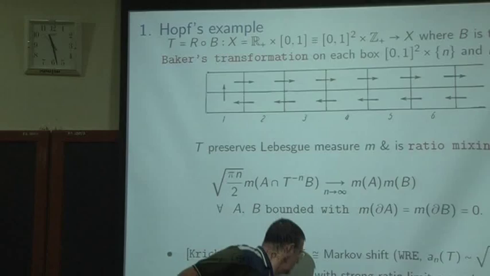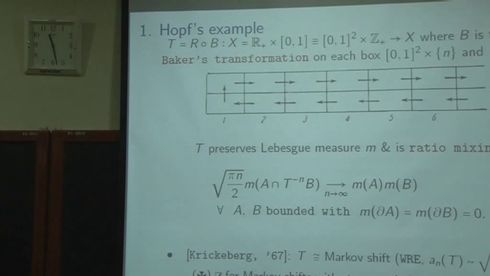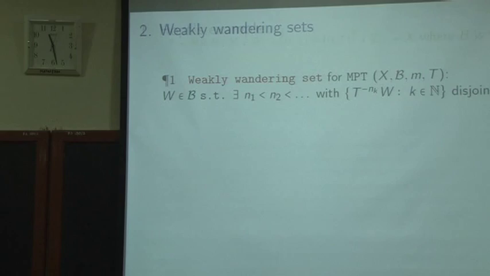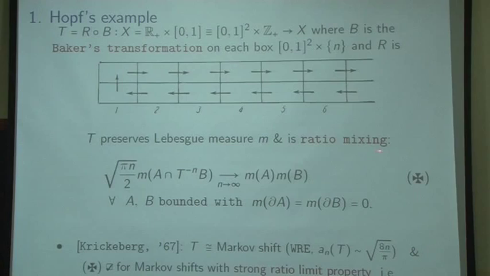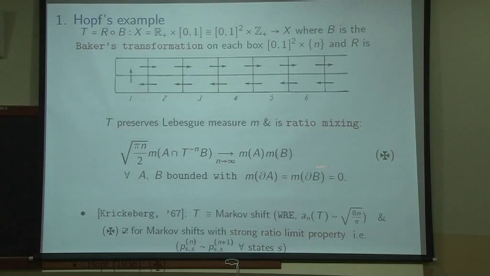Underneath, I should say that Hopf conjectured in his book. Well, he didn't conjecture actually, he said that if you could prove this ratio limit thing for every two bounded measurable sets, then he could prove that this was ergodic. Then he stopped talking about that example in the book, and the next chapter's on geodesic flows.